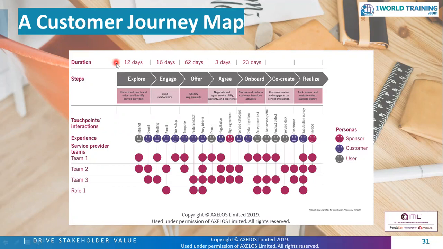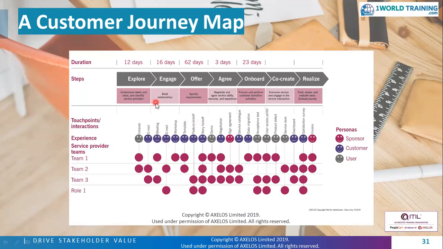This customer journey map shows the complete journey of the customer through the 7 steps of the journey. We can clearly see here the duration of each step of the journey and the various touch points happening between the customer and the provider. In fact, in this case, we look at the 3 consumer personas, the sponsor, customer, and the user in different colors of circles. And the touch points or interactions are happening over intranet, email, meetings, and other channels.